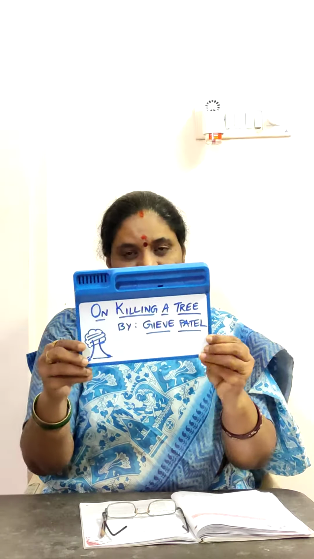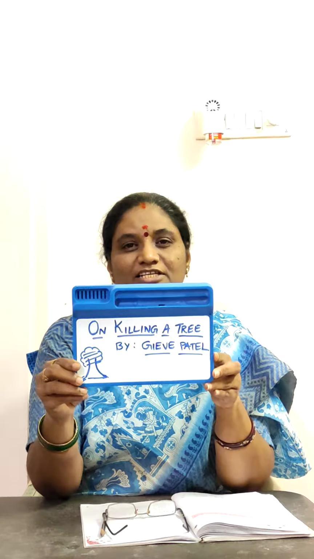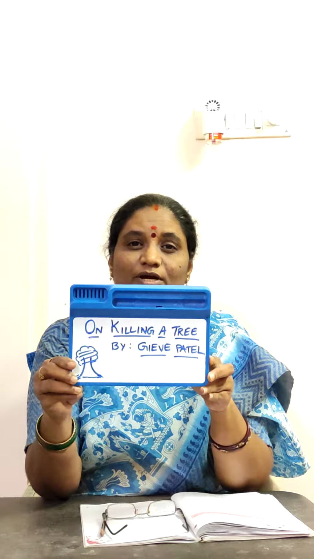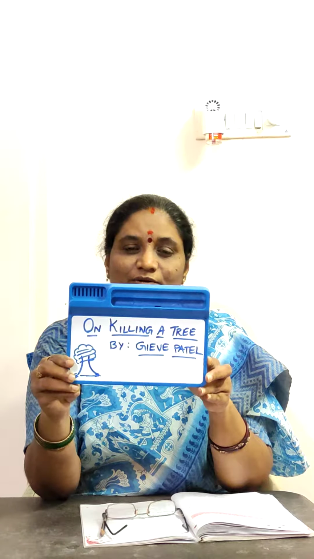That's the 8th poem. So now all of you please get ready with your textbooks and your running notes, with a pen in your hands. And it's On Killing a Tree by G. Patel. So you may be confused about why the spelling starts with G.